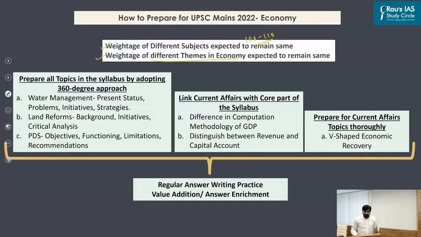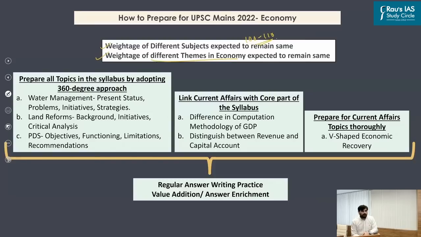Apart from that, having knowledge alone is not sufficient. You should have an ability to express that knowledge in words. So you should do regular answer writing practice. When you're writing answers, ensure that you write within the stipulated time period. If it is a 10-marker question, ideally you should write the answer in 7 minutes. And if it is a 15-marker question, ideally you should write the answer in 11 minutes. Apart from that, keep on doing value addition or enrichment to your answers. That is also equally important.